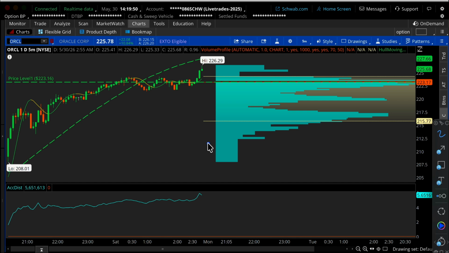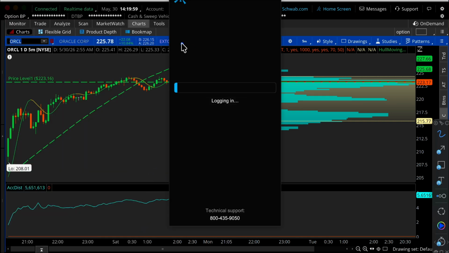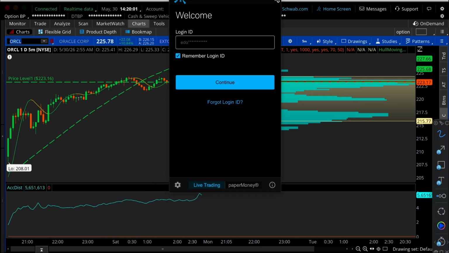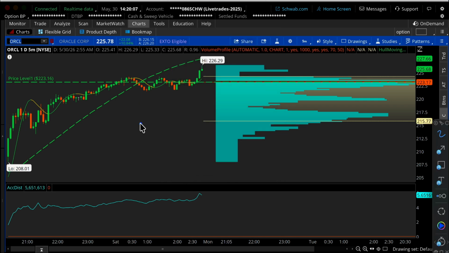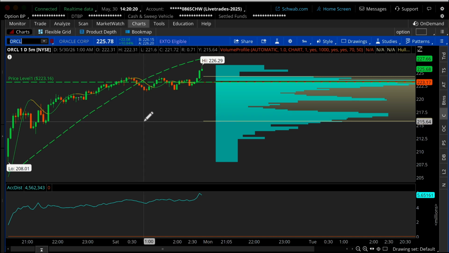Now, if you want to go old school, well, I'm literally telling you what you need to look at. The institutional flow, accumulation distribution. Let me pop that out because I don't need that. So volume profile, accumulation distribution, your 200 and your 20, and that's it. You're going to know exactly what the state of the market is.